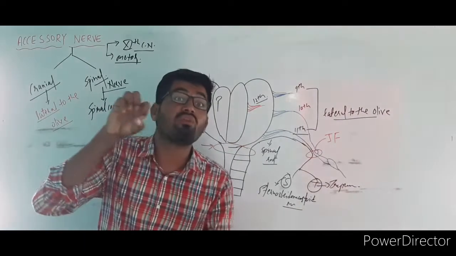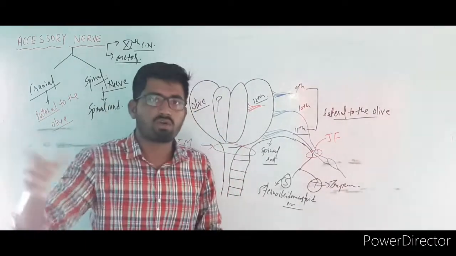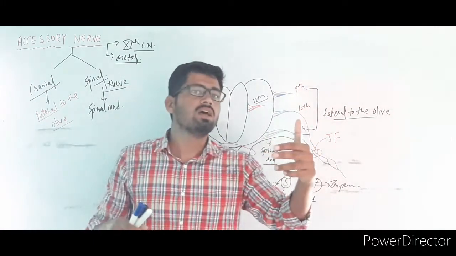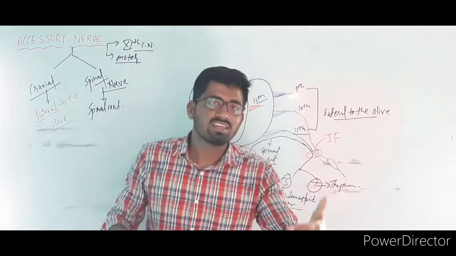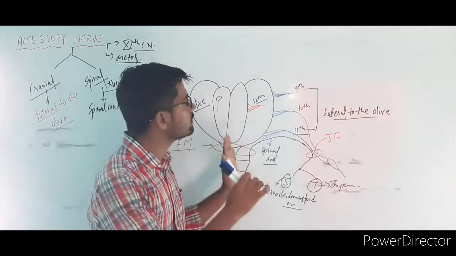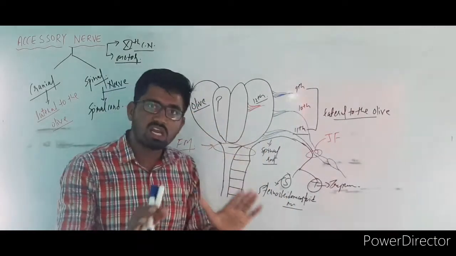From here, these two roots separate. One joins the vagus nerve, the 10th cranial nerve, which we will cover, no problem. And the second is the spinal root, which supplies where? Yes, the sternocleidomastoid muscle and the trapezius. So this is what you have to remember in this 11th cranial nerve.